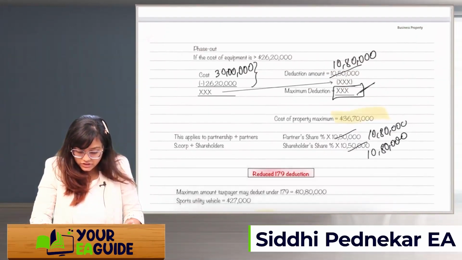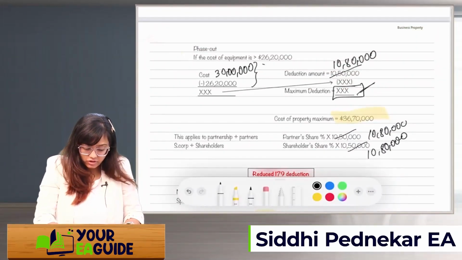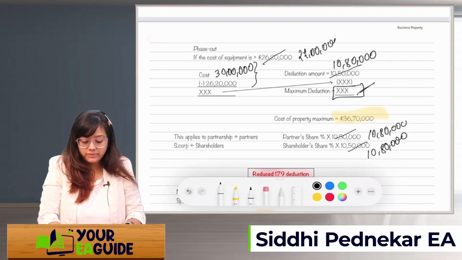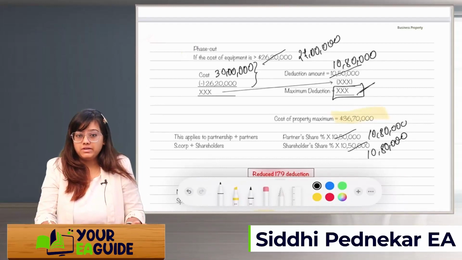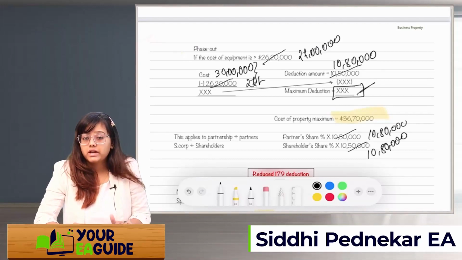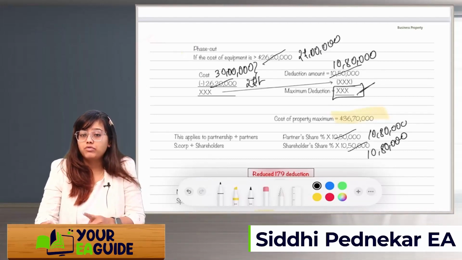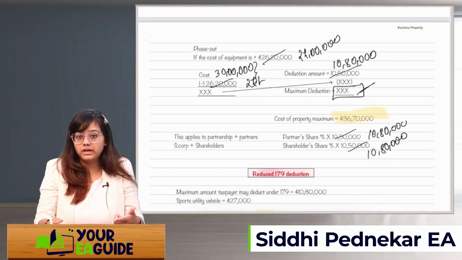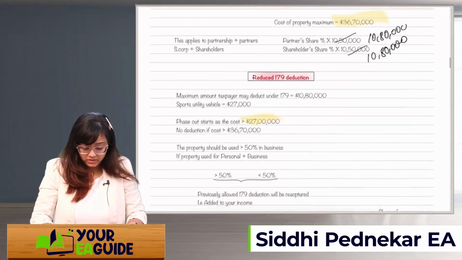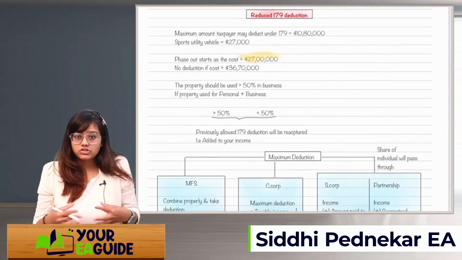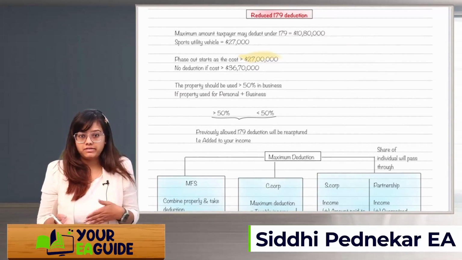Here, see, this 26 lakh 20 was for 2021. Now it is 27 lakh. Okay. If it's over and above 27 lakh, then you will reduce the 27 lakh from the cost. Whatever is the amount, you will phase it out from your limit. All right, just make the correction if it's not there in your book. Okay. Next is phase out start at 27 lakh, right? There will be no deduction if your cost of the asset is more than 36 lakh 70,000.